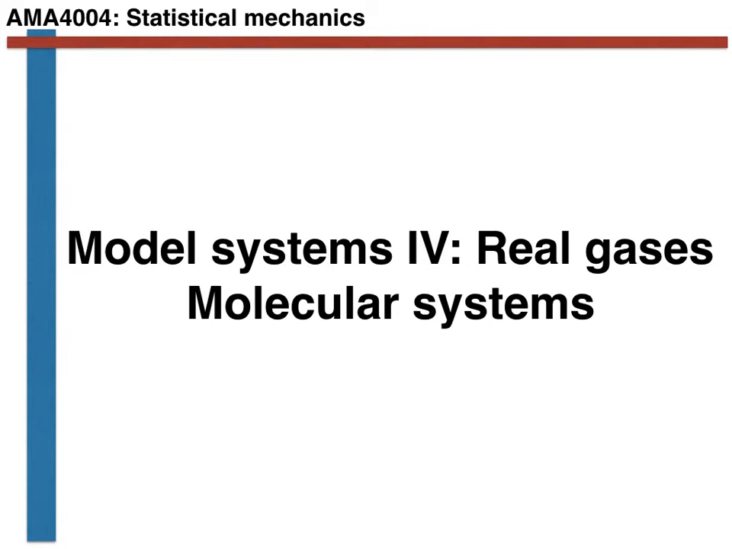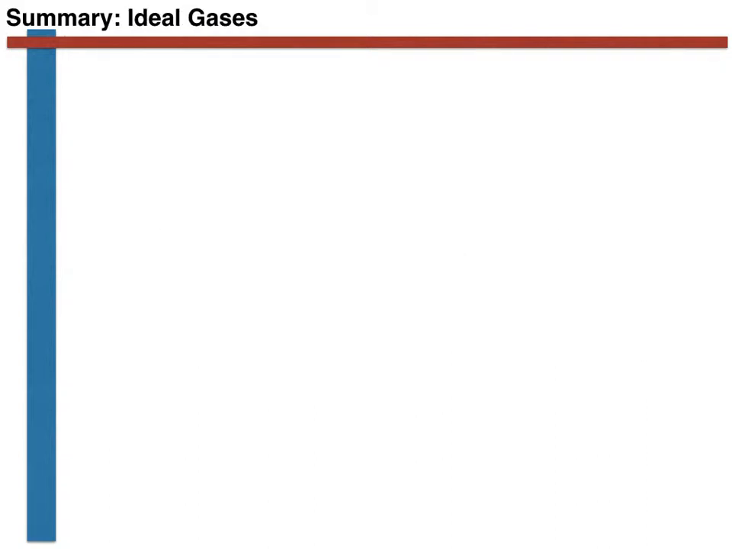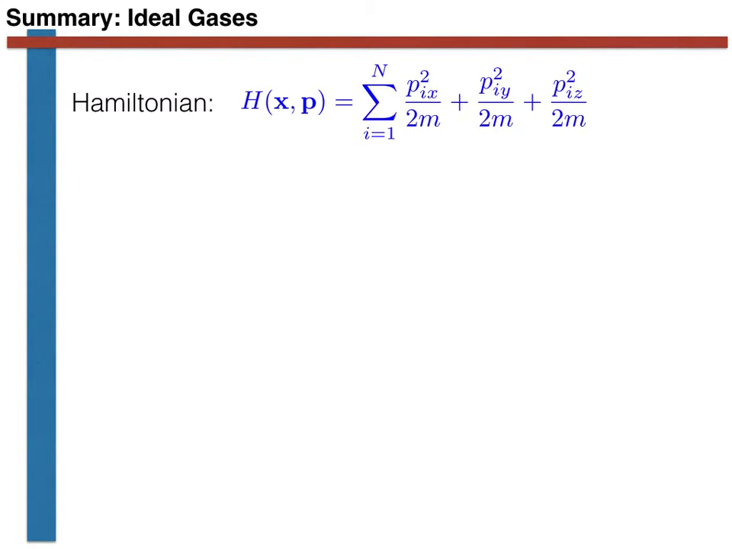Hello. In the last few of these videos, we have engaged with this business of calculating canonical partition functions for various model systems. In particular, the last video considered the ideal gas molecule. The essence of that video was that we introduced the following Hamiltonian and said that this described a system of n non-interacting particles that were not sat on a lattice.